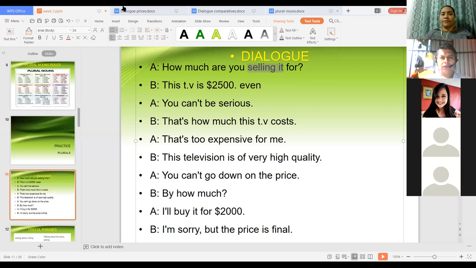How much are you selling it for? This TV is $2,500. You can't be serious. That's how much this TV cost. That's too expensive for me. This television is for very high quality. You can go down on the price. By how much? I'll buy it for 200. 1,000. I'm sorry, but the price is final. Okay. 2,000, teacher. 2,000. I don't know. I don't remember. Okay. 2,000.